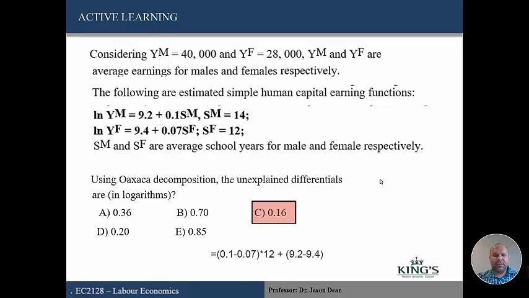Okay, the answer is 0.16, and that's obtained by looking at the difference in the coefficients and multiplying it by the female level of schooling. This is the intercept term. So we take the difference in the intercept term, and here the difference in the coefficient on schooling. In the lecture notes, we only looked at cases where there was no intercept. When there is an intercept, we also include that, but we're not multiplying it by the level of schooling.